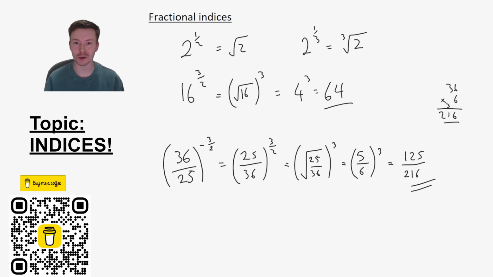Okay, so that's a quick run through. I say quick, it's taken 20 minutes, a lot longer than I expected really, but that's a brief and quick run through of index laws, negative indices, fractional indices.